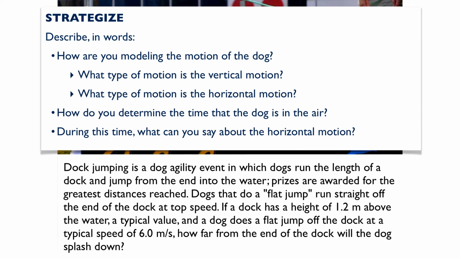We'll solve this as we always do, by starting with strategizing. First, we're going to say how we're going to model the motion of the dog, and there are two pieces: a horizontal motion and a vertical motion. Then, how do we determine the time that the dog is in the air? And given that, what can we say about the horizontal motion?